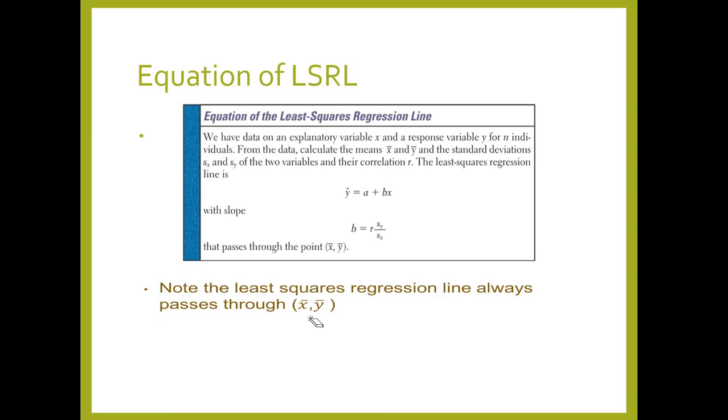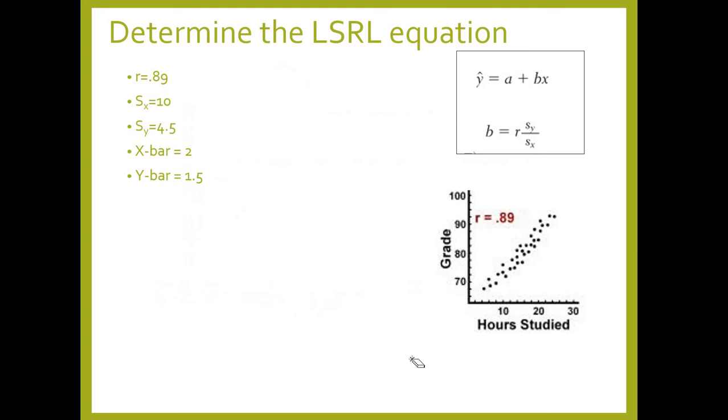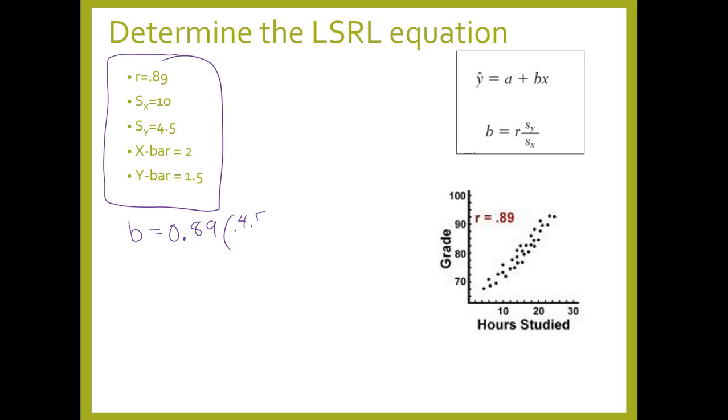Okay, so how would we use this information to mathematically come up with an equation? You might be given these pieces of information in a question, and you just have to substitute them in. So I can go straight to finding the slope because I know my R value, and then I know the standard deviation of my y's and the standard deviation of my x's. I type that into my calculator and I get 0.4005.